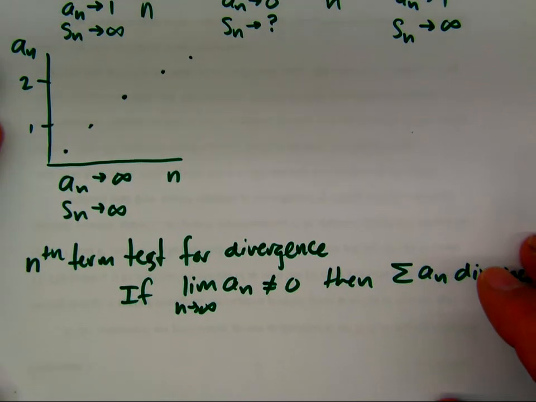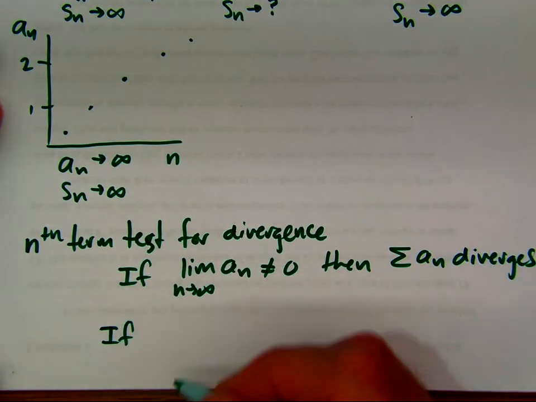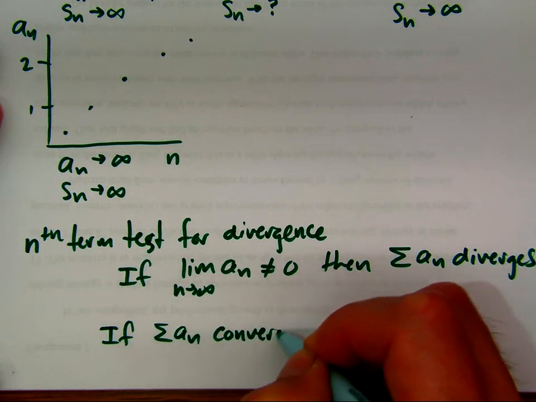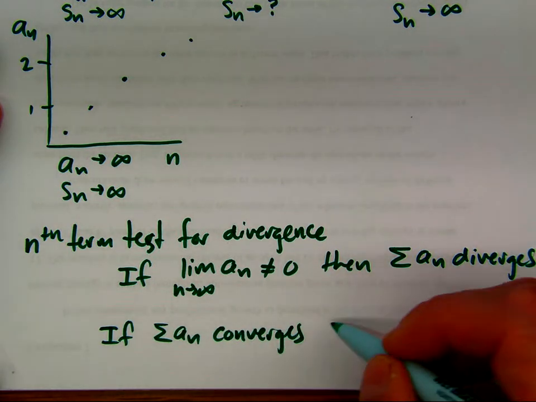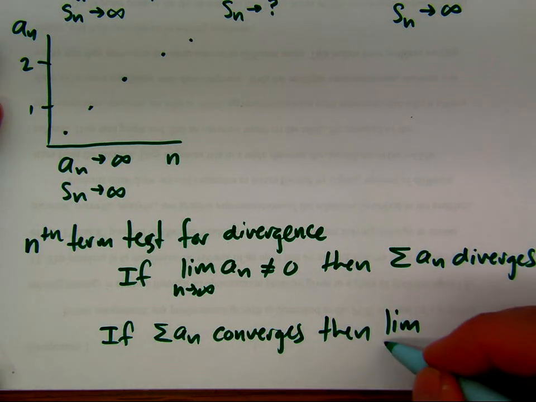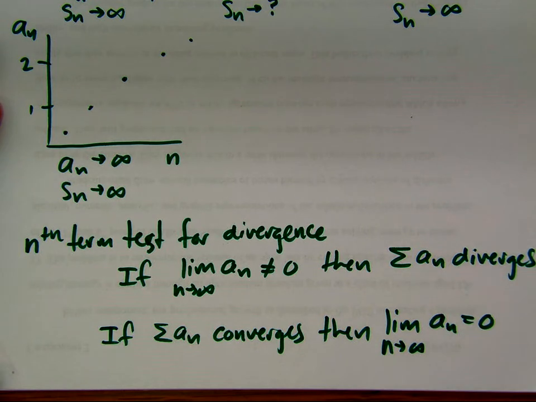We also have this. If the series converges, then the sequence must go to 0. So we will use this more often than that.